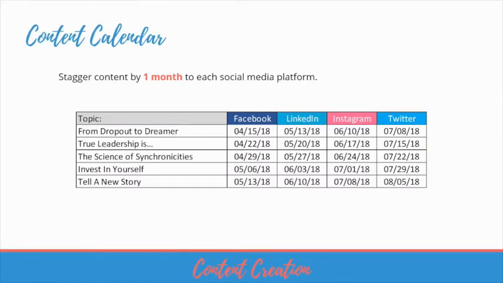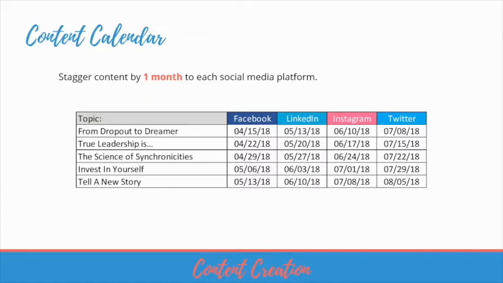Now, I want to show you something about the content calendar that I believe is a really great idea: stagger your content by 1 month on each social media platform. The reason for this is because you're going to start accumulating a lot of followers, and some people will follow you on multiple platforms. For example, I might have somebody who's following me on Facebook, LinkedIn, Instagram, Twitter, and potentially in my Facebook groups. And I don't want to expose them to the same post on every single platform at the same time.